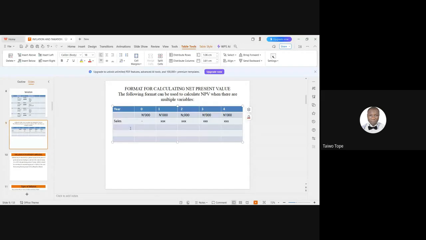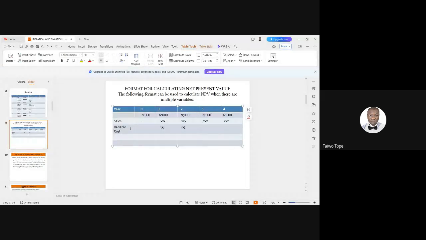So we have sales, then you can have your variable costs. Now I'm just putting everything together. The variable cost can be direct material, direct labor, and the rest. Take note, please. You can have variable costs. In year 0, it might be nil. In year 1, you can have a variable cost. In year 2, you can have a variable cost.